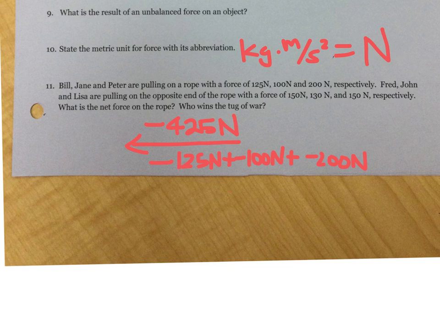And then as far as the other three, they're pulling in that direction with a positive 150 newtons and a positive 130 newtons and a positive 150 newtons. So the overall pull in the positive direction is going to be 430 newtons by Fred, John, and Lisa.